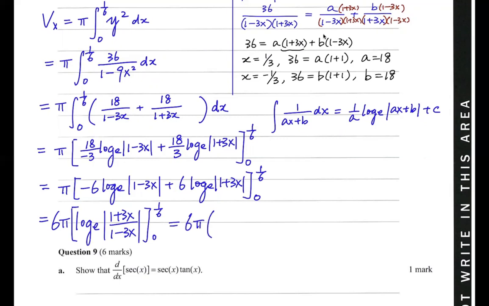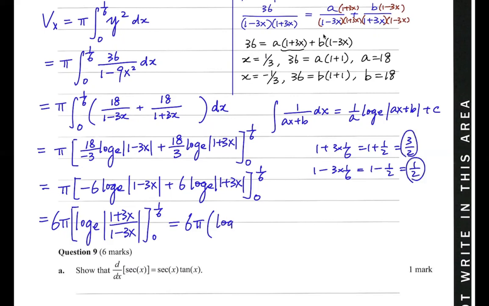6 pi is the coefficient, 1/6. 1 plus 3 times 1/6 is 1 plus half, which is 3 over 2. 1 minus 3 times 1/6 is 1 minus half, which is half. That divided by half will be 3.